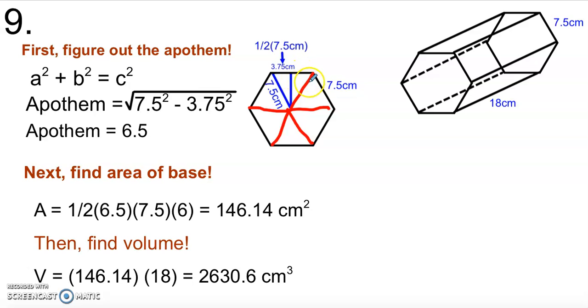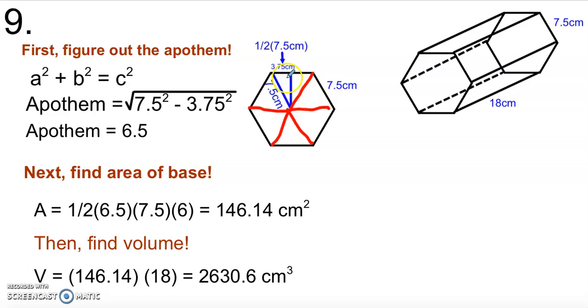So what I need to do to figure out the area of this base, though, is I need the apothem. So I need this length right here, okay? Now I can use my knowledge of equilateral triangles and hexagons to figure out the length of this side here, which is going to be the apothem.